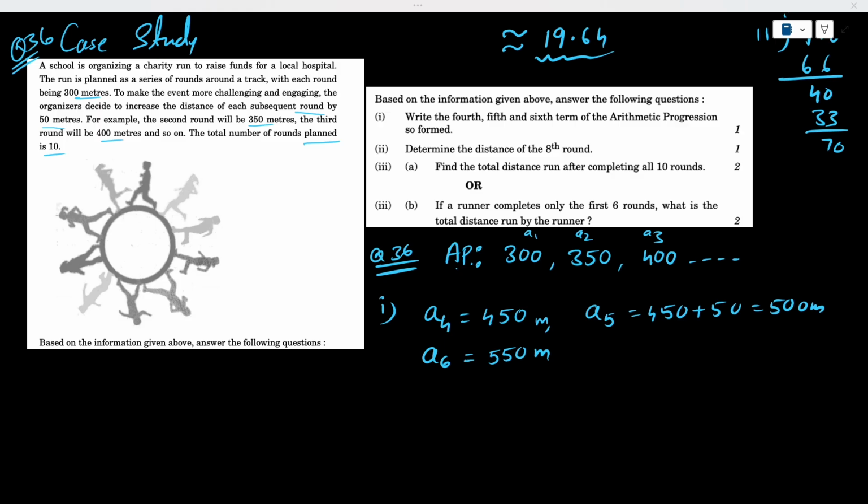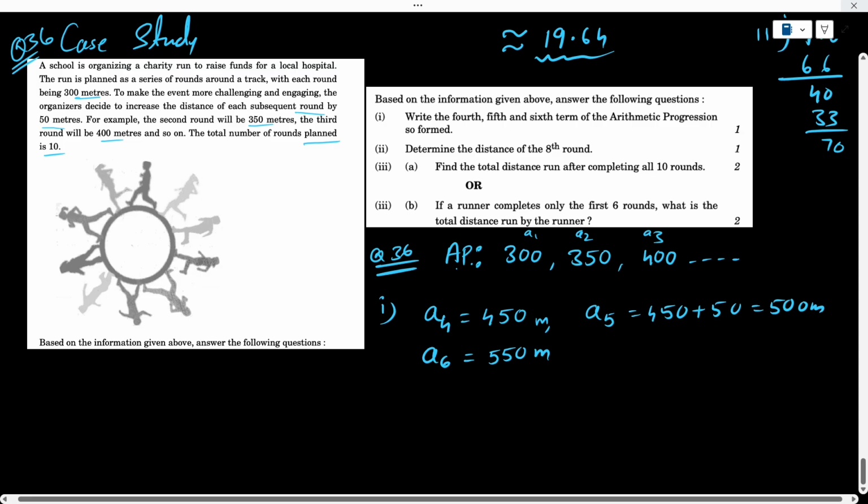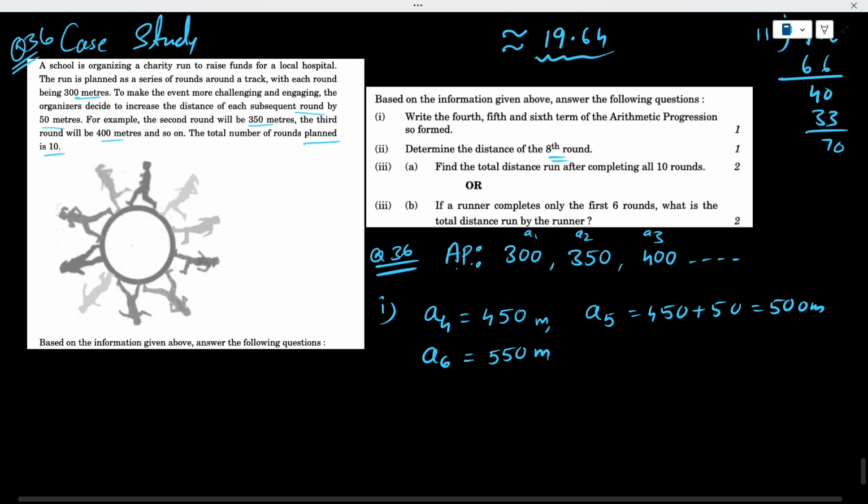And after that, what is given here? What do I need to find out here? Determine the distance of the eighth round. It is that particular round, which means you need to find out the second part.